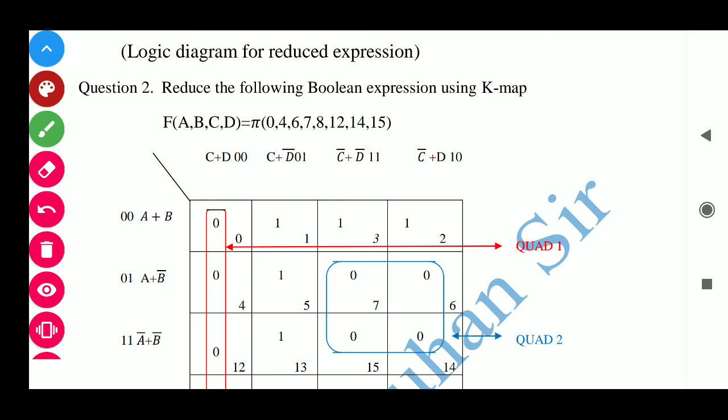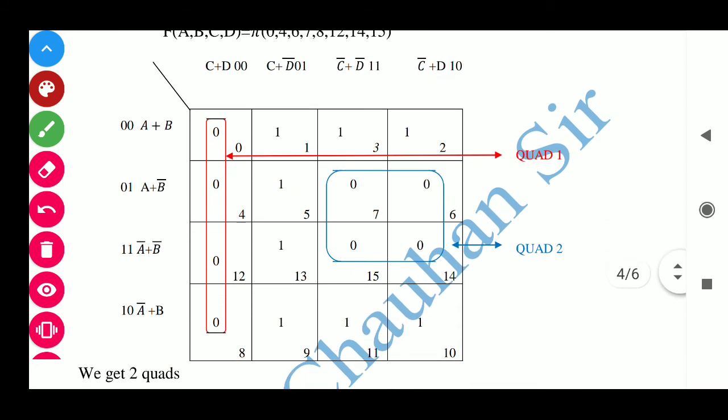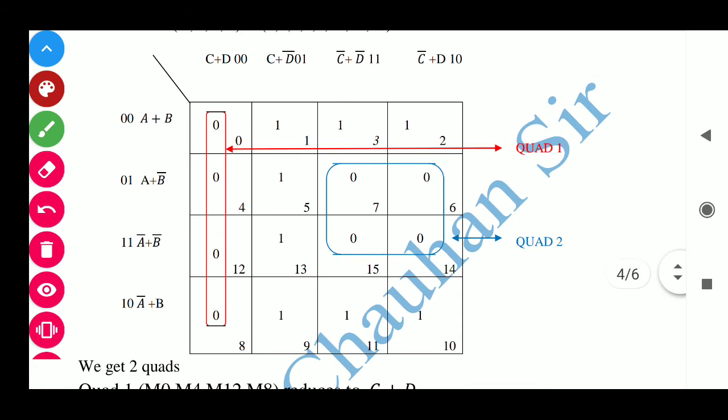Now see, A, B, C, D function variables, 0, 4, 6, 7, 8, 12, 14 and 15. I think it is self-explanatory now. You can understand very well. You have to draw the box, you have to write 0, 1, 3, 2, 4, 5, 7, 6, 12, 13, 15, 14, 8, 9, 11, 10. And then you have to write the rows 0 0, 0 1, 1 1, 1 0.